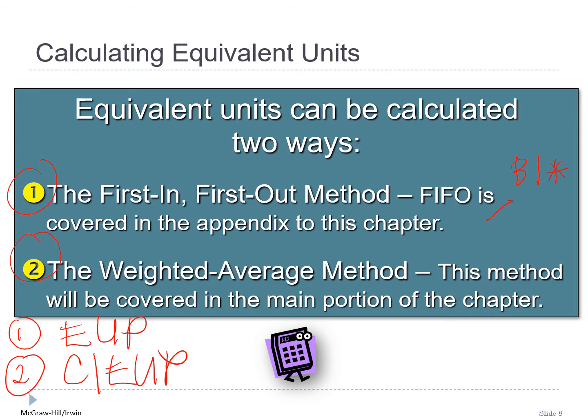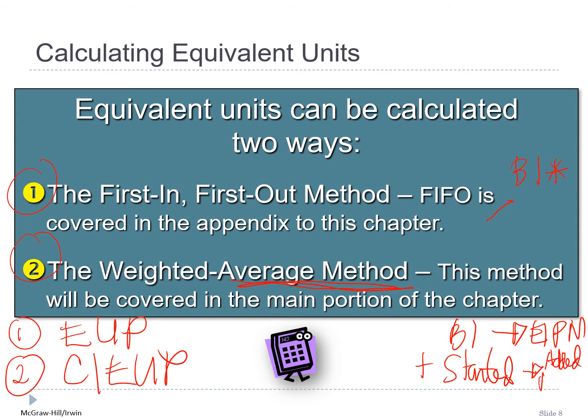Hindi kagaya for the weighted average, average method naman siya. So, hindi natin sineseparately account si beginning inventory and the started. Kasi di ba remember, yung beginning inventory is the ending inventory from prior months. So, ang ginagawa, average naman eh. So, pagsasamahin na lang natin si beginning inventory plus yung tinatawag natin na started. Yung beginning inventory, yan yung ending inventory ng prior month. Yung started, yan yung inventory added this month.